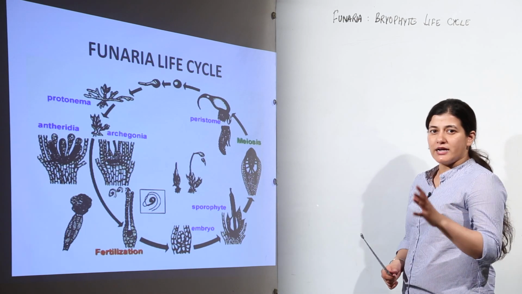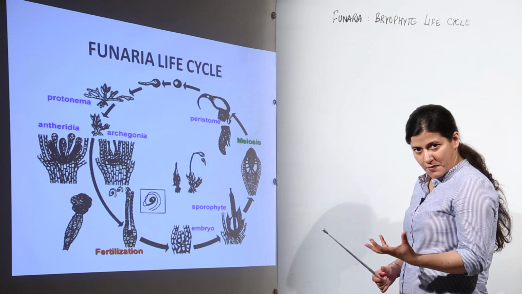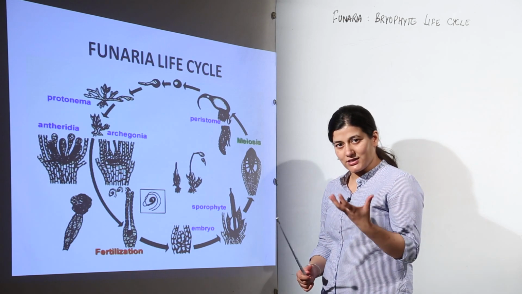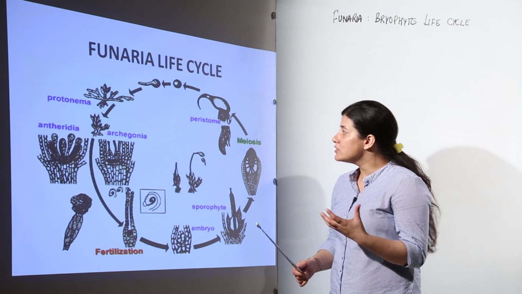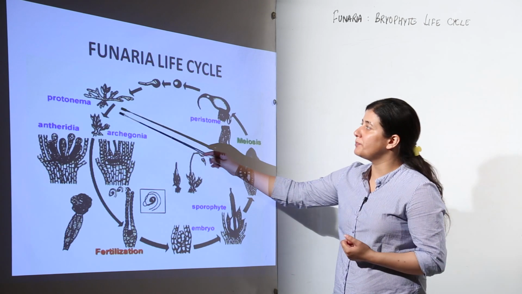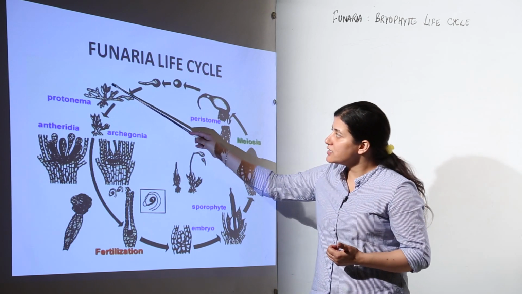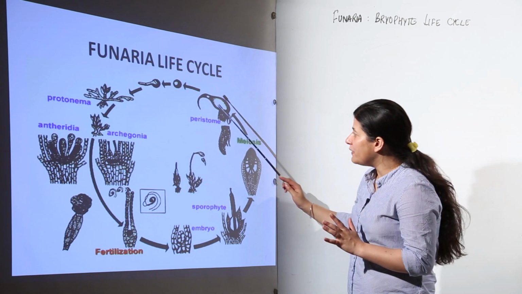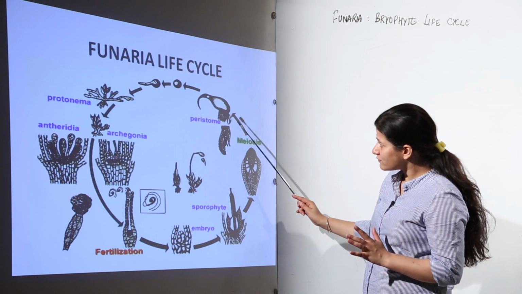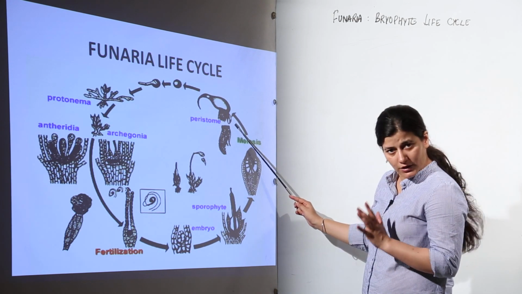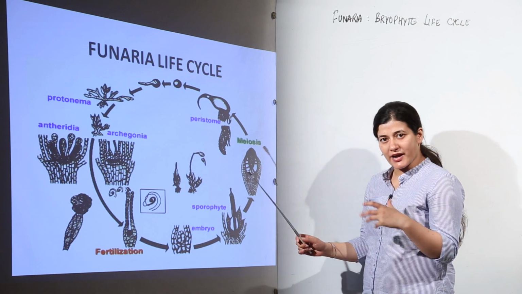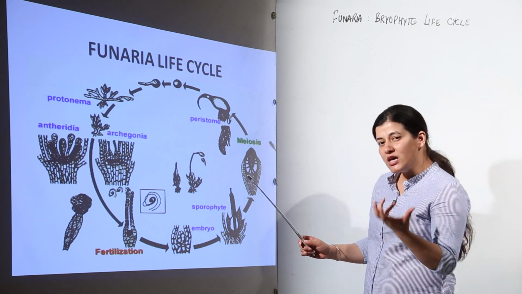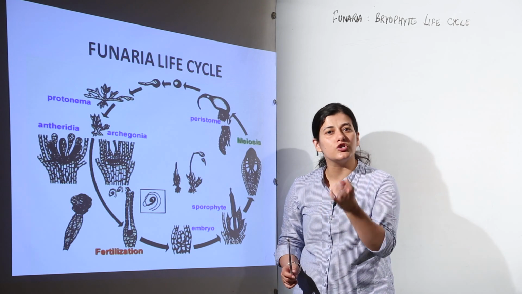Let us start with the dominant stage of the plant, that is the gametophyte. That means the dominant stage is haploid. So, the gametophyte is the protonema. This is the protonema stage, which begins from the spores. Inside a sporophyte, meiosis takes place, and meiosis leads to the formation of spores.